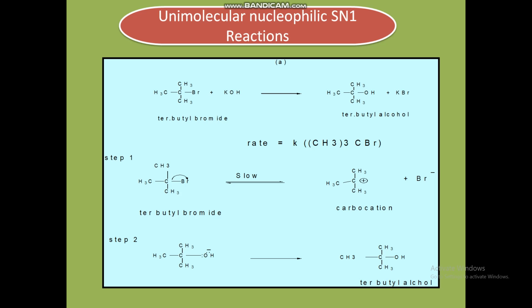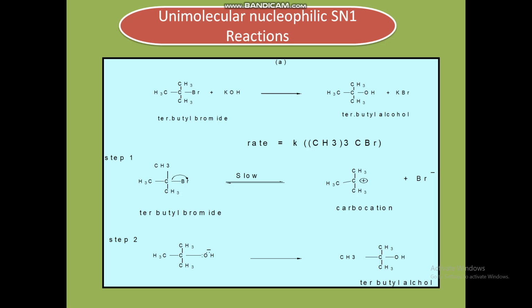Let us consider this reaction, the reaction between tertiary butyl bromide and potassium hydroxide, where the hydroxide ion produces tertiary butyl alcohol. It is a nucleophilic substitution reaction in which the rate of reaction depends upon the concentration of only one reactant. That is called SN1. The rate equals constant k times the concentration of tertiary butyl bromide.